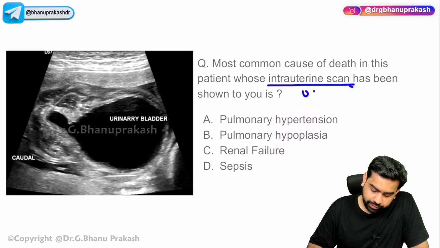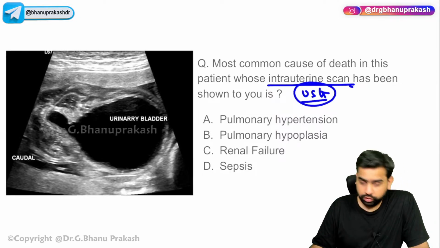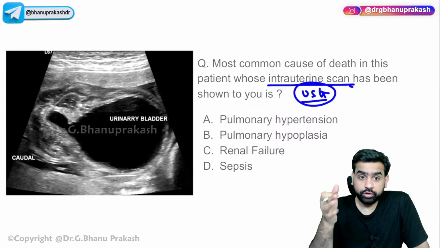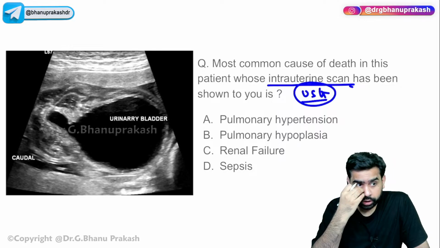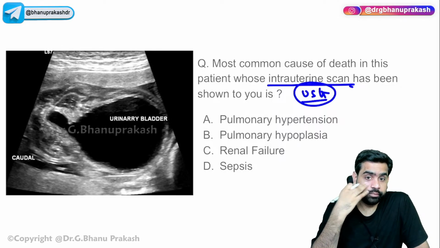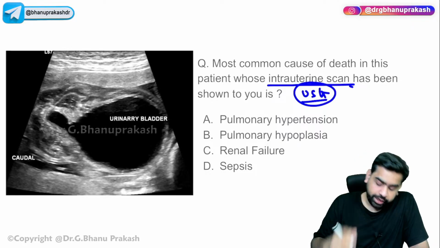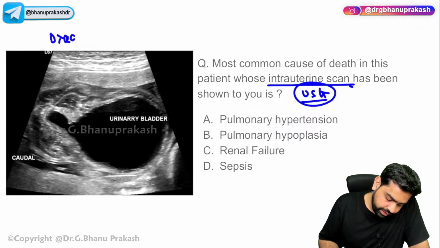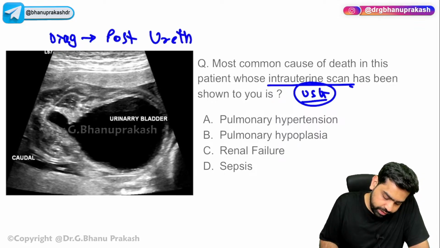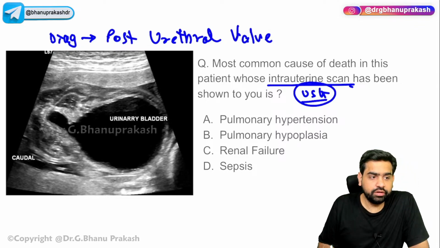Okay, intrauterine ultrasound of the patient. First of all, tell me the diagnosis. What are you dealing with over here? What is the diagnosis in these particular patients? Renal failure? Okay, really? So the diagnosis of this particular patient is posterior urethral valve. It is a posterior urethral valve, right?